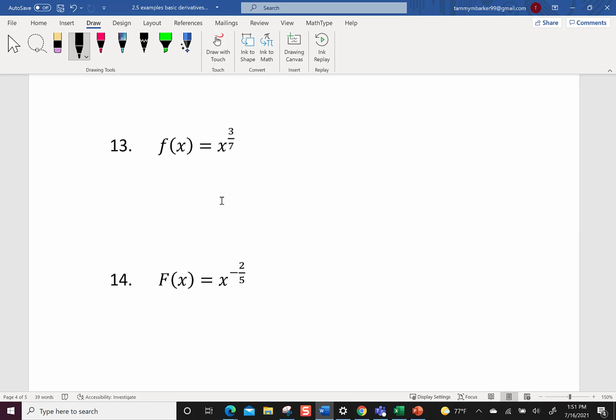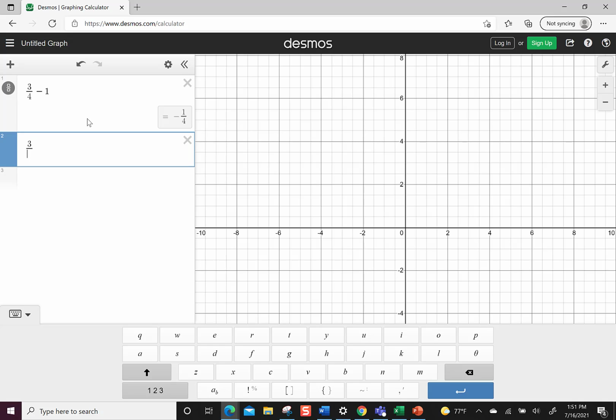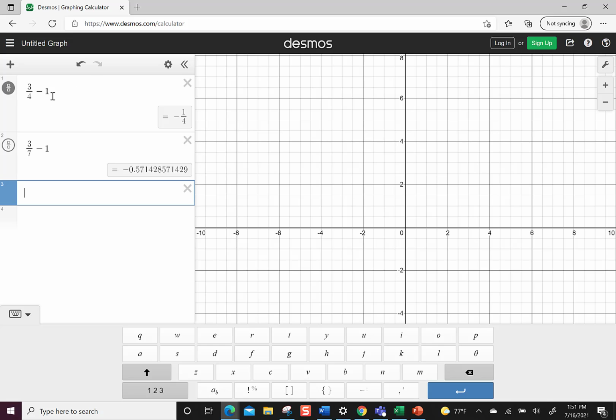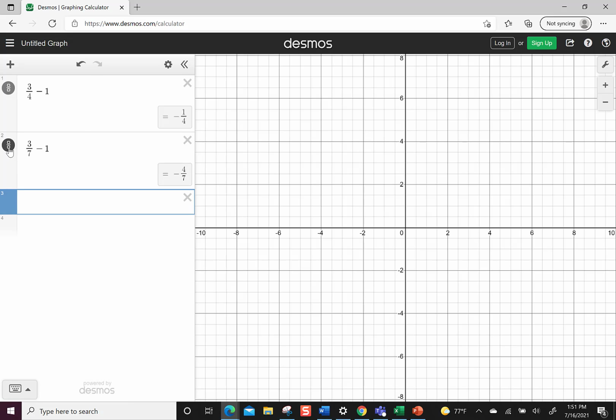Here's some more fractions. I have f of x is x to the 3 over 7. So I take the derivative, f prime of x is equal to 3 over 7, x to the negative 4 over 7. Again, let's quickly go over to Desmos to make sure you feel good about that. So just 3 over 7 minus 1. And I click on the double boxes, and it says negative 4 over 7.